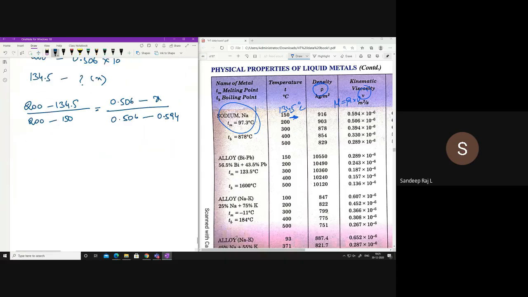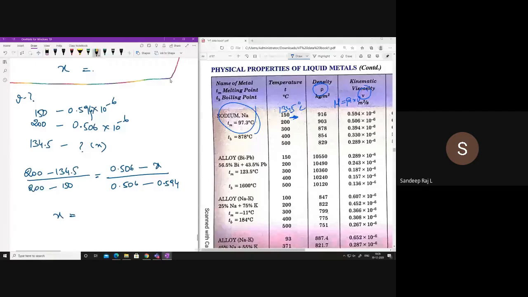So get the x value here also. Tell me what is the x value in both cases. Calculate the x value and tell me.